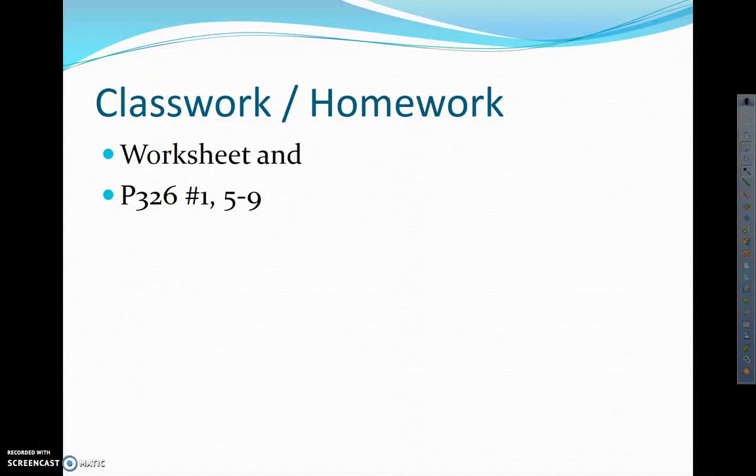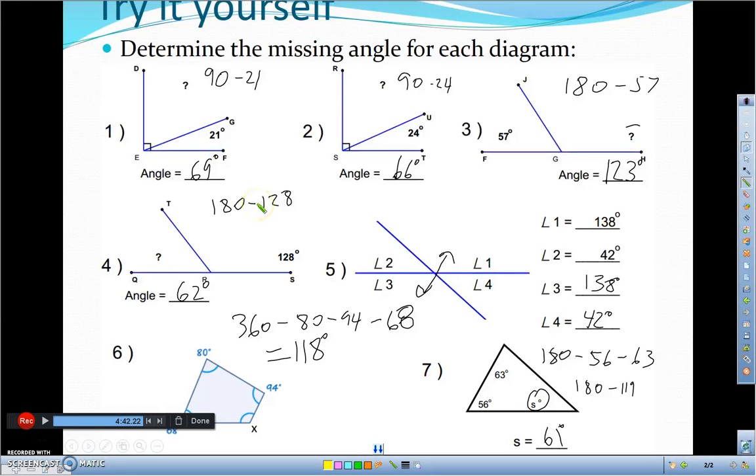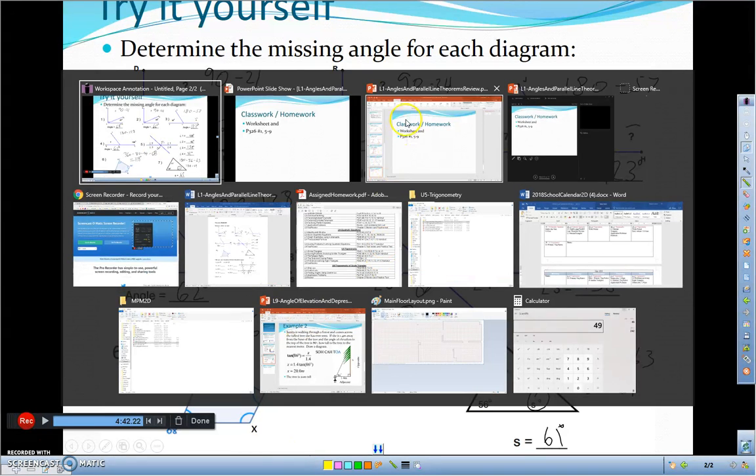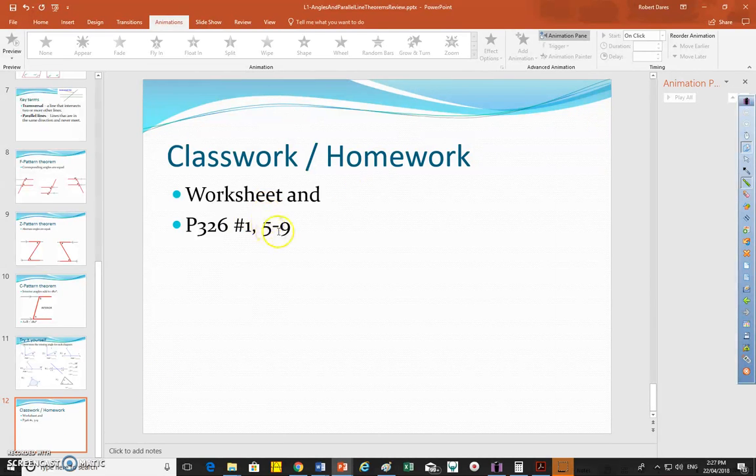You've got a little bit of practice which you can do on your own, which is the worksheet that's available on the Google Classroom. And you've also got these other questions on page 326, 1, and 5 to 9.